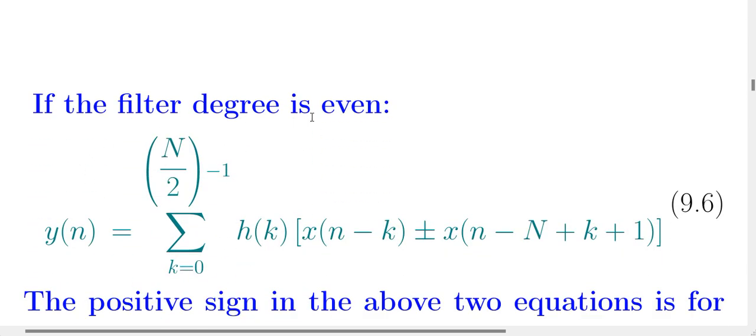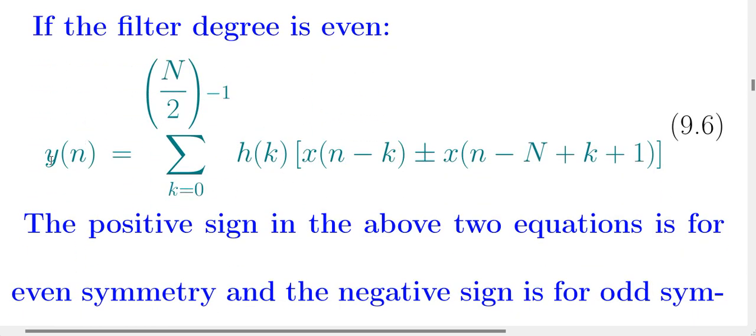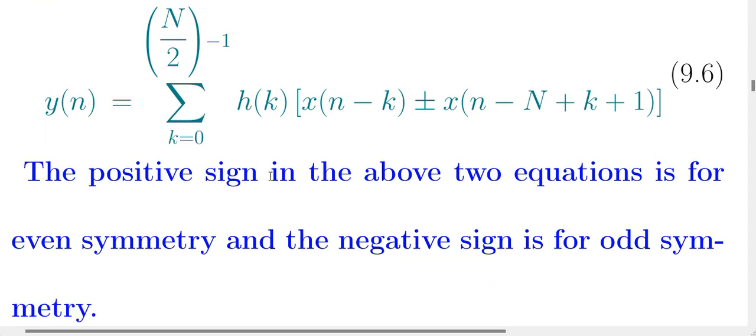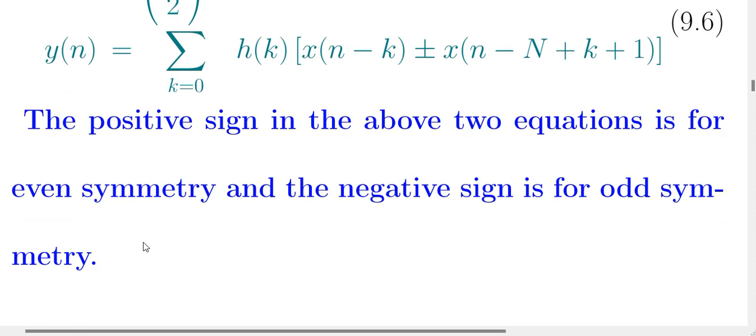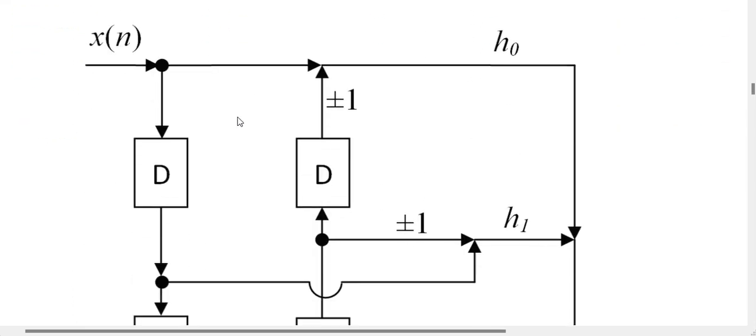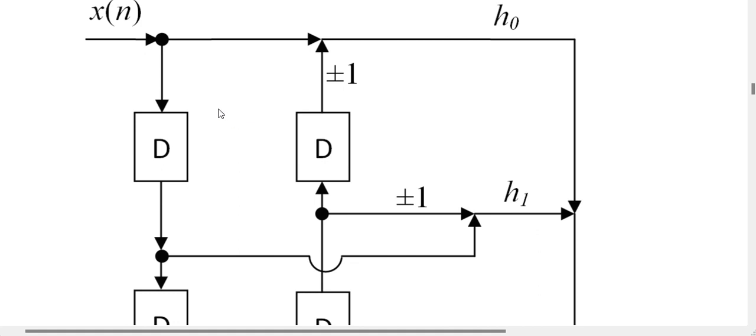If the filter degree is even, we can make a simplification, without reading it. You see here the results. Just notice the plus-minus. The positive sign in the above two equations is for even symmetry, and the negative sign is for odd symmetry, as explained for FIR filters having linear phase. We earlier mentioned four types of FIR filters leading to linear phase. Now we are using that idea here. Okay, here you see the structure.